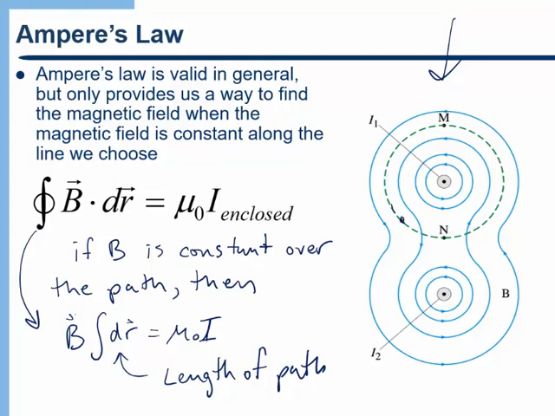Well, hopefully you are saying no, because you'll notice that in order to use Ampere's law to find the magnetic field, it's got to be constant around that path. And it's clearly not, because here the magnetic field is crossing the path. Here it's kind of equally spaced from the path. It's not constant. We couldn't use Ampere's law to solve that problem.